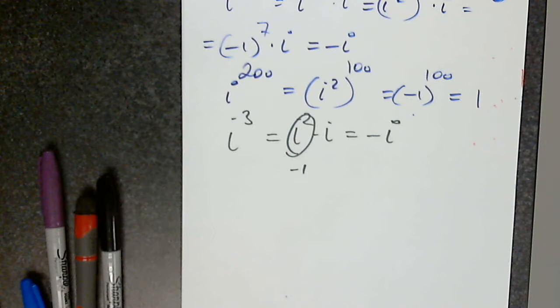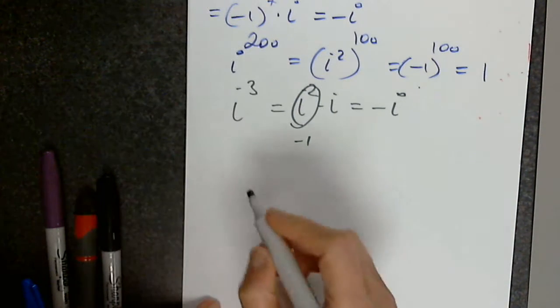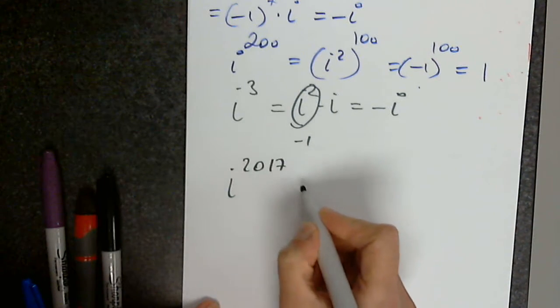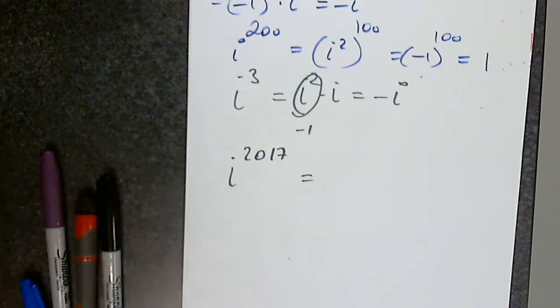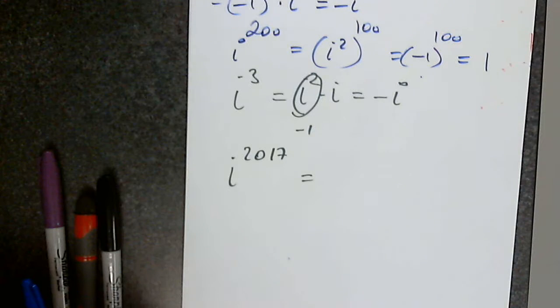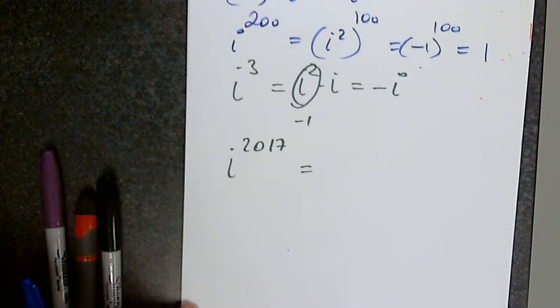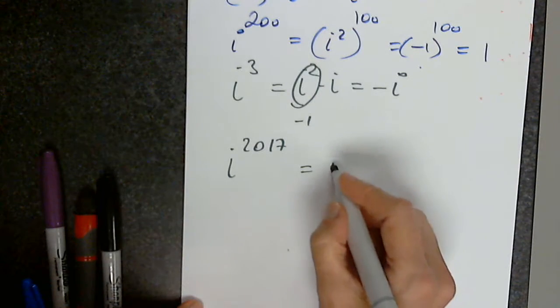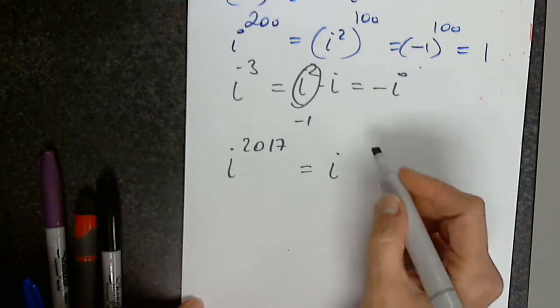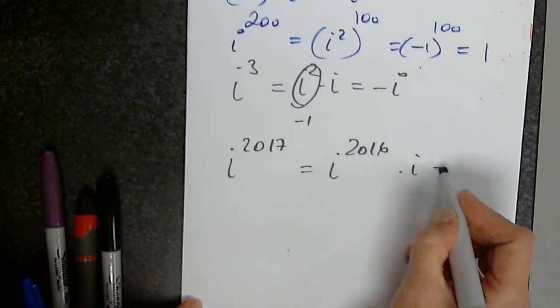Any other power that you want to try? Let's say i to 2017. What will you do with this? It's not even. You cannot divide it by 2. So then, i to the 2016, very good, times i.